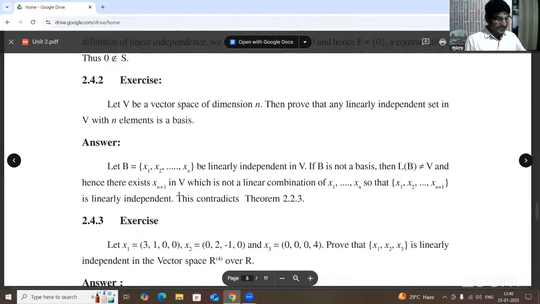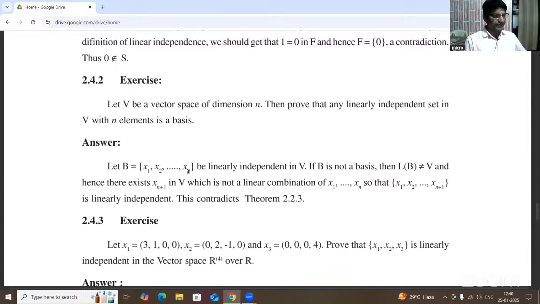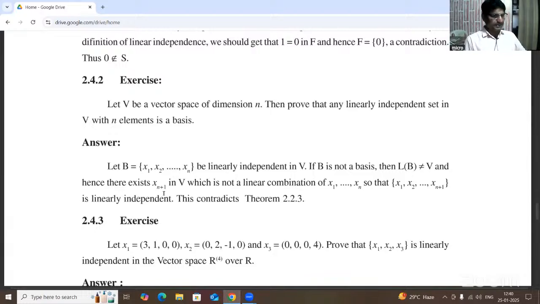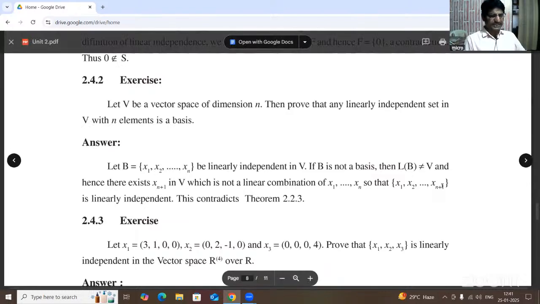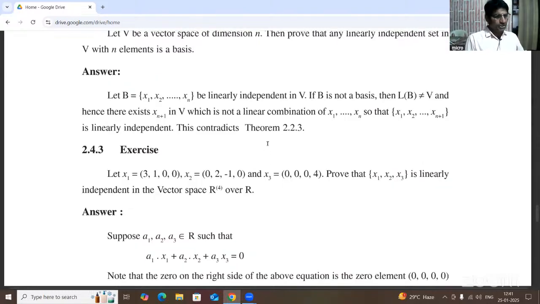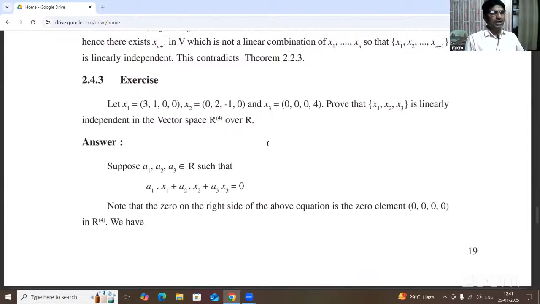So there exists another element, which makes it n plus 1, to write a linear combination. When it is not a linear combination of x1 through xn, then x1, x2 through xn plus 1 is linearly independent. And suppose there is another element xn plus 2 that is also not a linear combination of x1 through xn plus 1. Then the set x1, x2 through xn plus 1, xn plus 2 is also linearly independent. This is the contradiction. This is one of the finest examples of vectors being linearly dependent and independent.